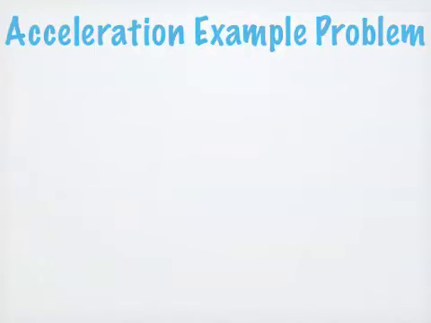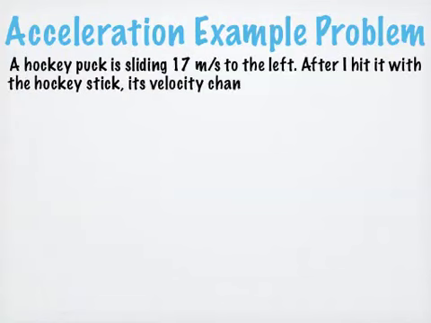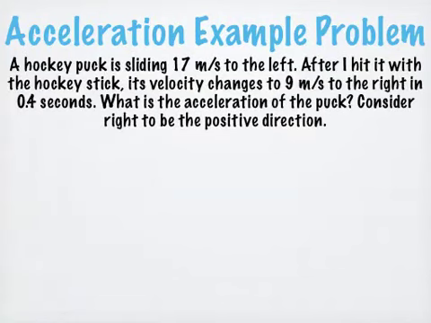Let's work an example problem. A hockey puck is sliding 17 meters per second to the left. After I hit it with a hockey stick, its velocity changes to 9 meters per second to the right in 0.4 seconds. What is the acceleration of the puck? Consider right to be the positive direction.